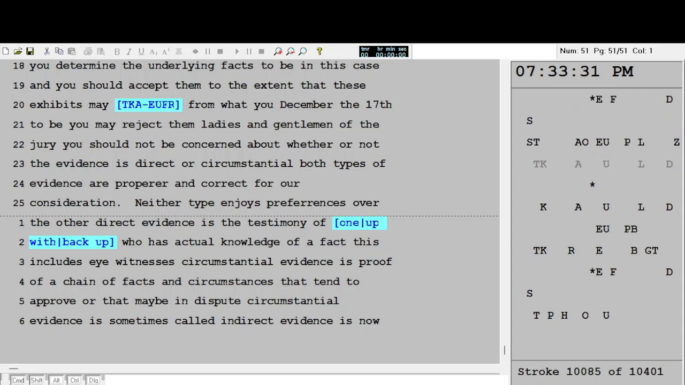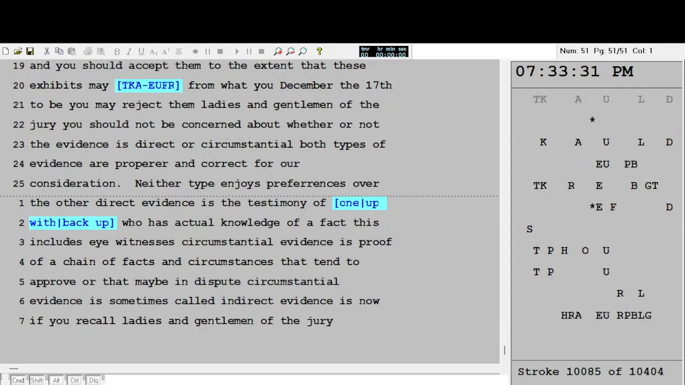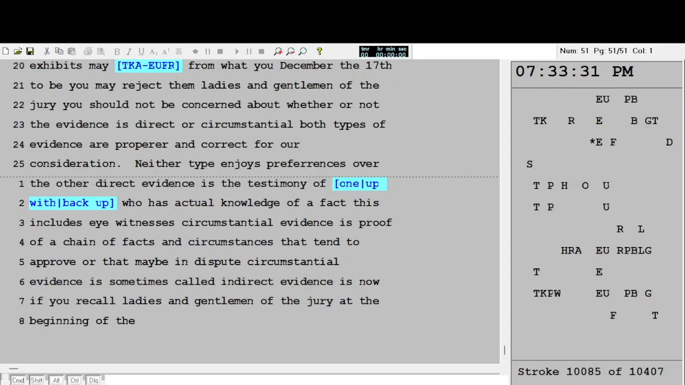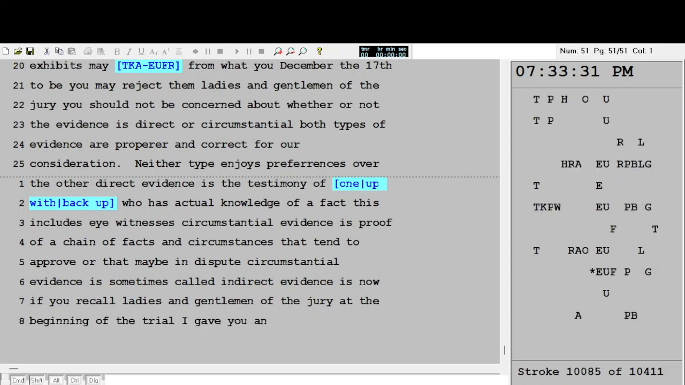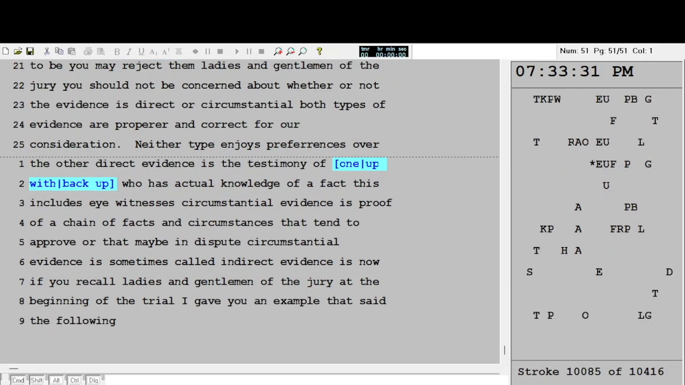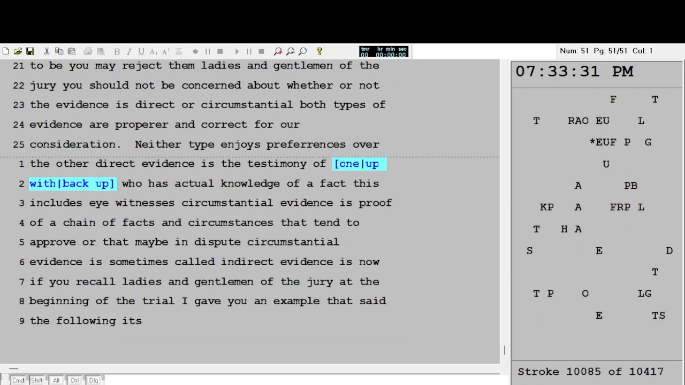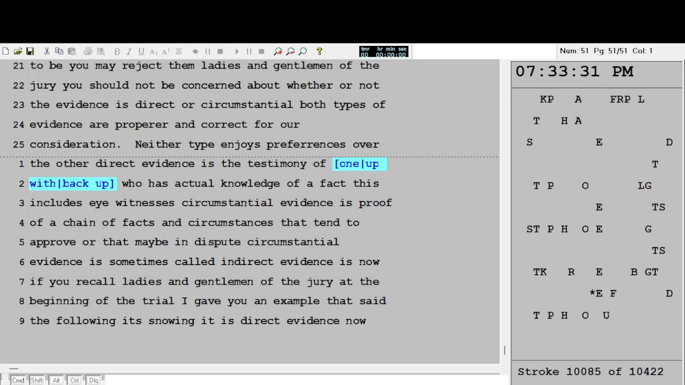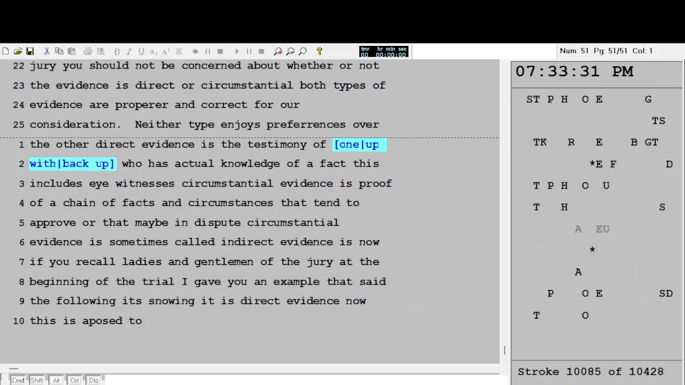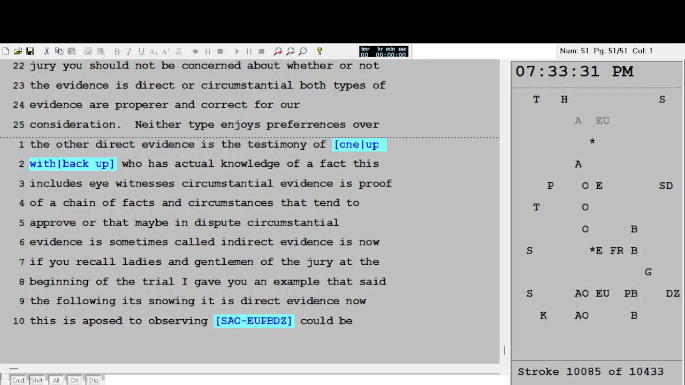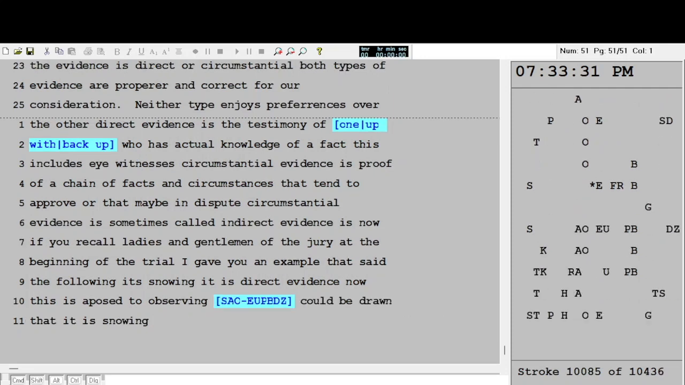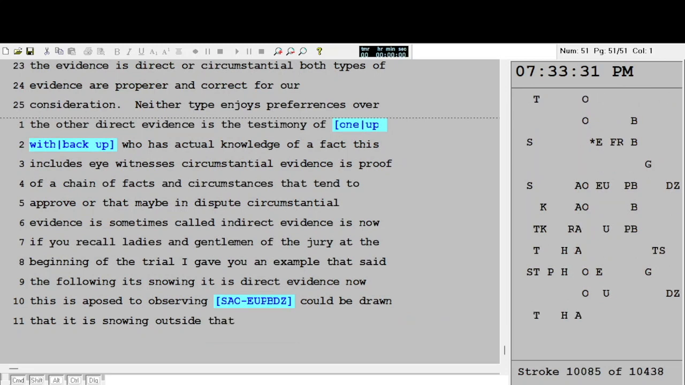Now, if you recall, ladies and gentlemen of the jury, at the beginning of the trial, I gave you an example of an eyewitness's statement that said the following: "It's snowing." It is direct evidence. Now, this is opposed to observing signs from which a conclusion could be drawn that it is snowing outside. That would be circumstantial evidence.